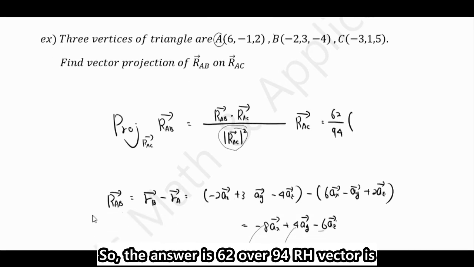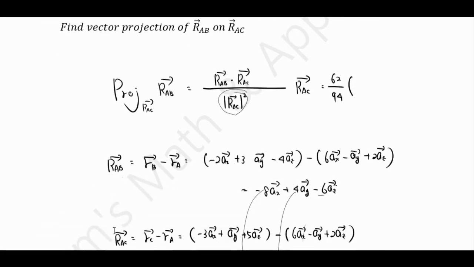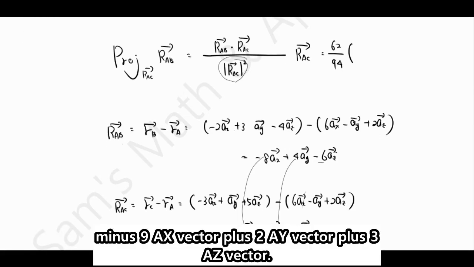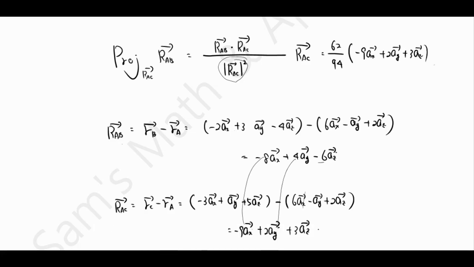r_AC vector is minus 9a_x vector plus 2a_y vector plus 3a_z vector. This is the answer.